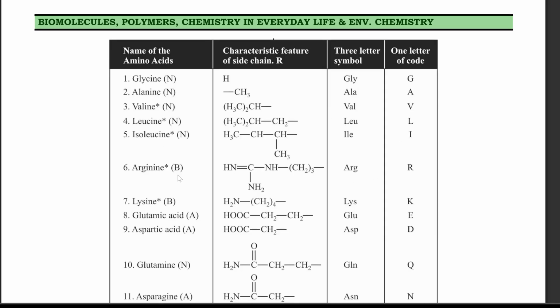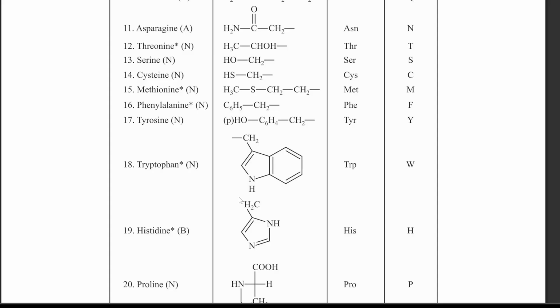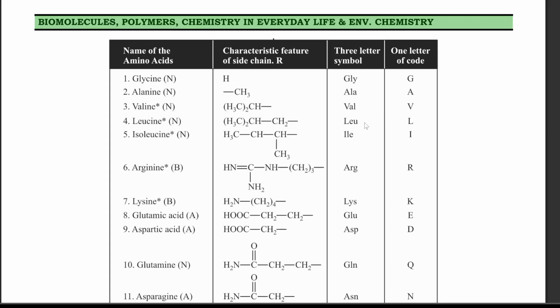Now this is your list of amino acids. There are 20 in total. You don't need to memorize the structures. Just learn to differentiate between the essential and non-essential ones. The names of amino acids are given by three-letter symbols. For example, glycine is given by GLY and the single letter code is G.